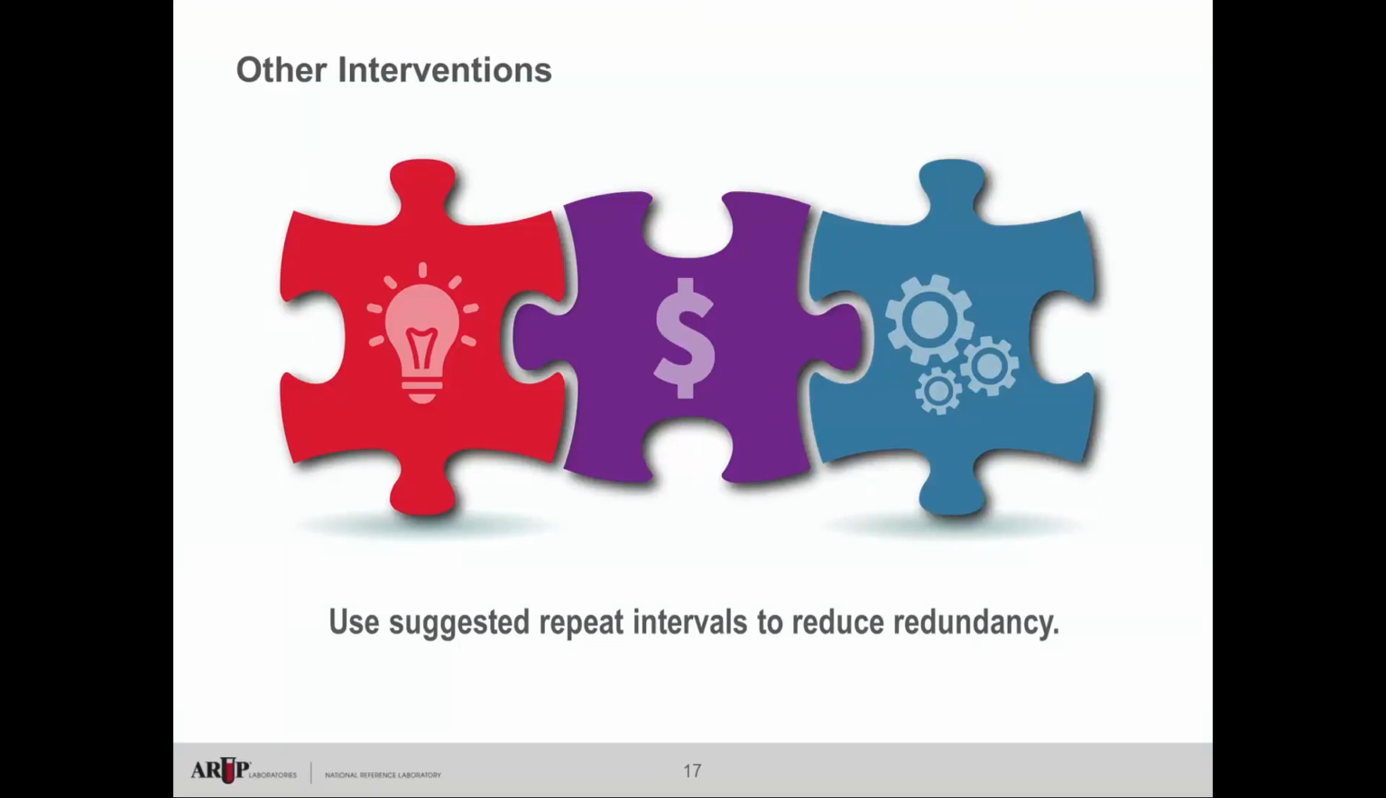So in addition to categorizing tests in a formulary, other types of interventions include using suggested repeat intervals to provide feedback to doctors and reduce redundancy, as I referenced a few minutes ago. Expert review of high cost and high risk tests. Simplification of the EHR ordering menu.